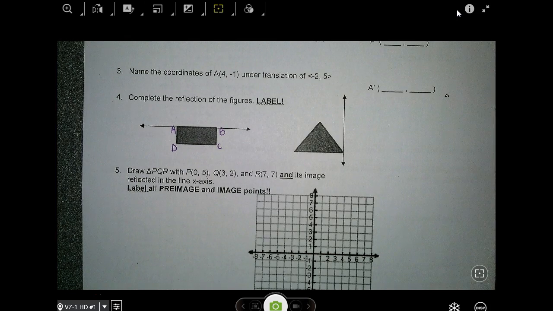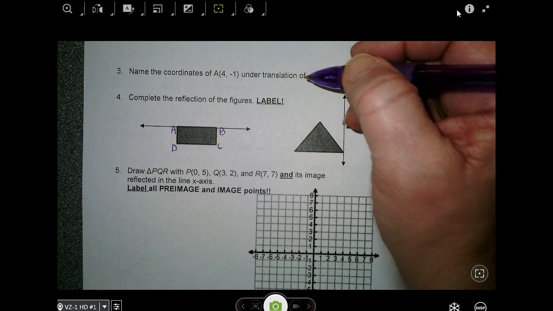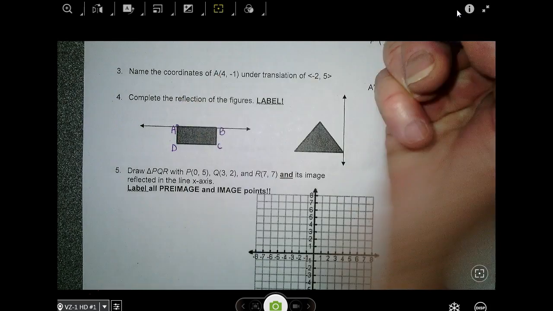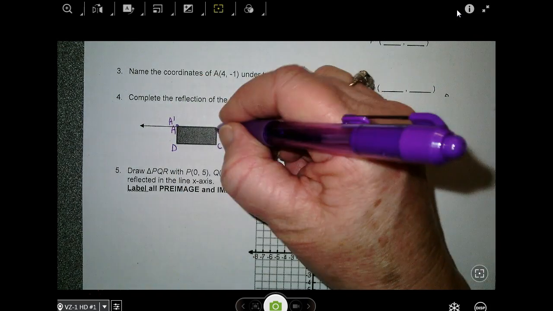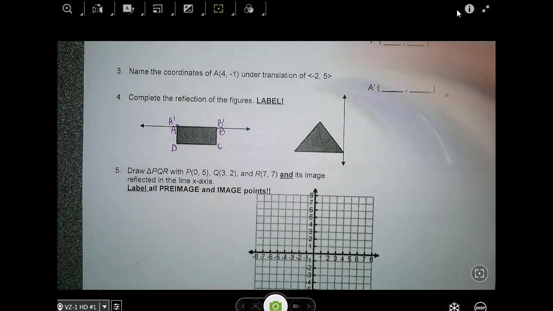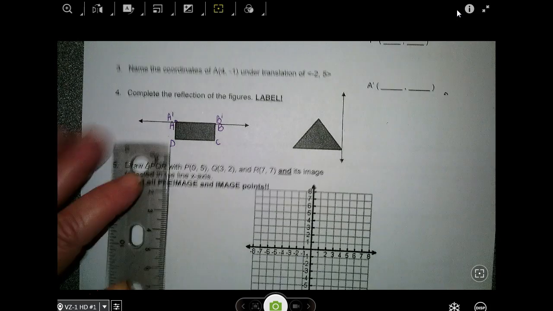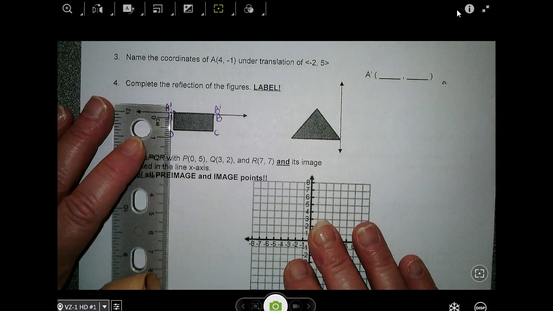Now, if the point is on the line of reflection, then A prime will stay right on that line, so you can just write A prime on the other side. Same with B, because it's on the line. But to reflect D and C over the line, we need to measure how far they are from the line.